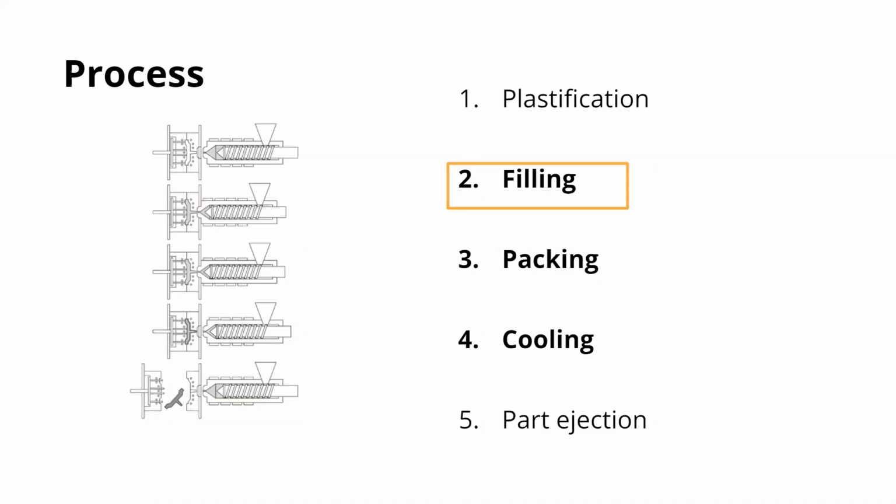So first, in the plastification step, you have a screw which rotates, and due to shearing and also external heating, the polymer pellets are melted, and then molten plastic is collected in front of the screw. This liquid polymer is, in the second filling phase, injected into a mold, which has the shape of your final product, the negative shape of your final product.